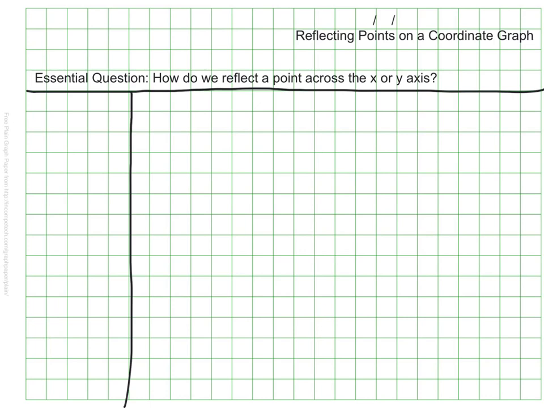We've probably thought of reflecting before, but perhaps not in math. I know that the first thing that comes to mind for me when I think about reflections is a mirror. If I look in a mirror, I see my reflection. It reflects what I look like back at me. On a coordinate graph, the x-axis can serve as a mirror to reflect a point. The y-axis can also be a mirror.